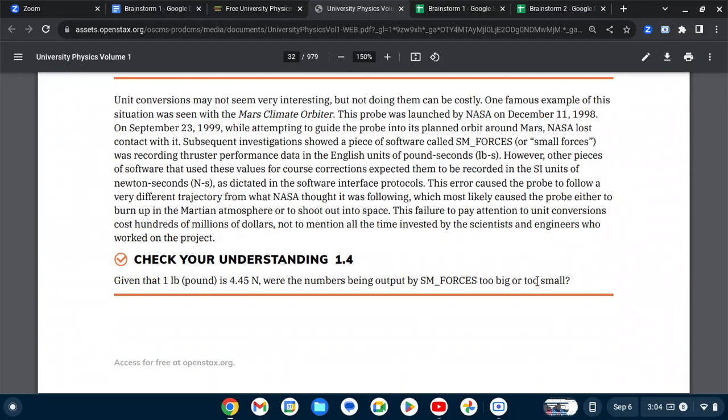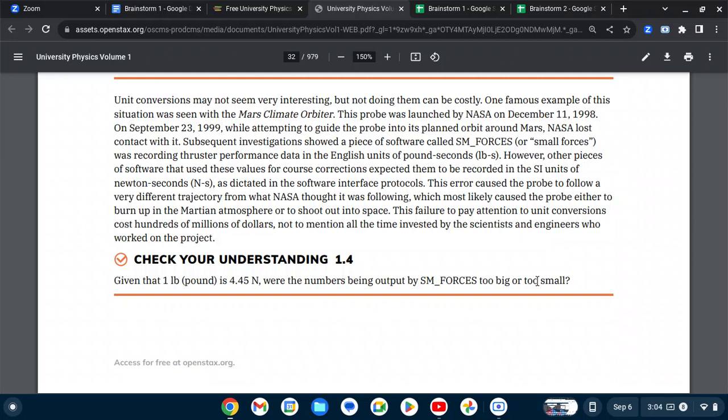Unit conversions may not seem very interesting, but not doing them can be costly. One famous example of this situation was seen with the Mars Climate Orbiter. This probe was launched by NASA on December 11, 1998. On September 23, 1999, while attempting to guide the probe into its planned orbit around Mars, NASA lost contact with it.